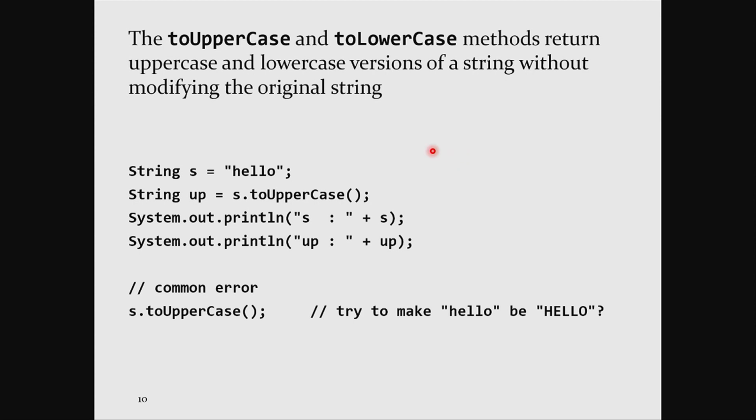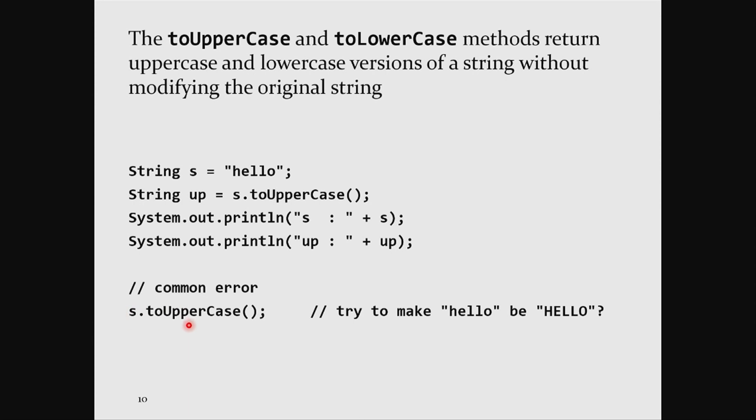So when you print out s, you get the lowercase hello, and when you print out up, you get uppercase hello. Two different string objects now. The common error that programmers new to Java will make is they'll write s.toUpperCase() and think that s is now all in uppercase. But it's not. s is still in lowercase. So writing that effectively does nothing. Java returns a new string that's the uppercase version of s, and then throws it away, because you didn't assign it to anything.